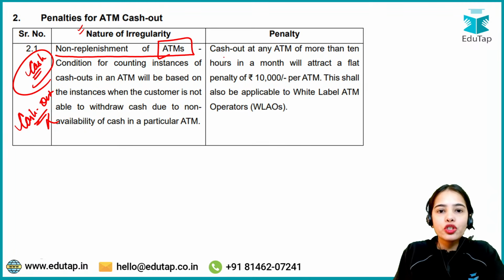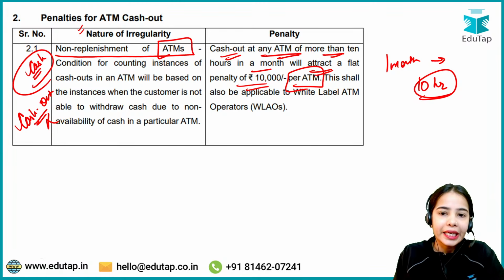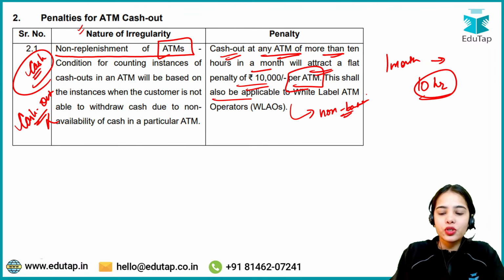So cash out at any ATM of more than 10 hours in a month will attract a flat penalty of 10,000 per ATM. This shall also be applicable to the white label ATM operators, that are the non-bank ATM operators. Okay, so this is the idea.